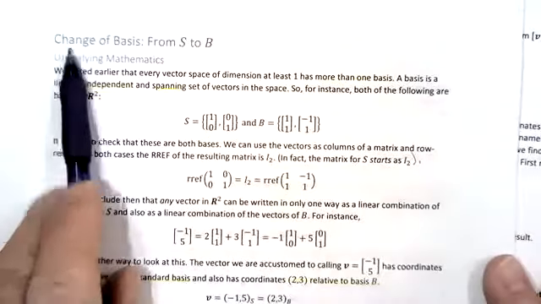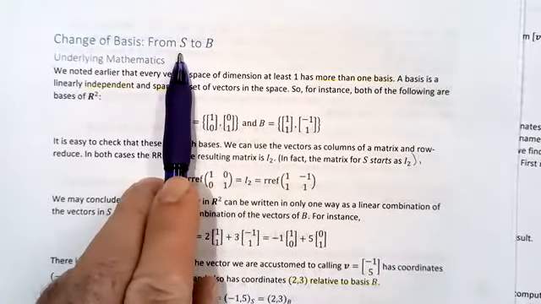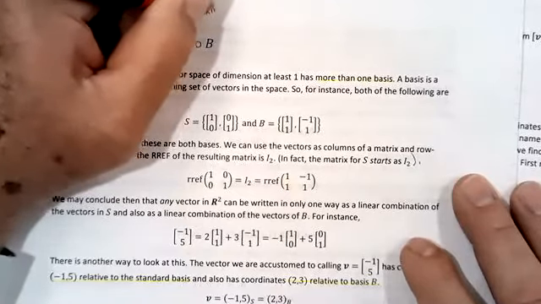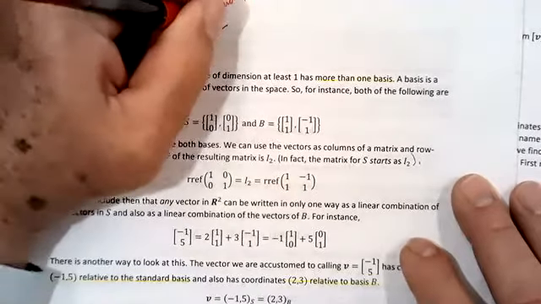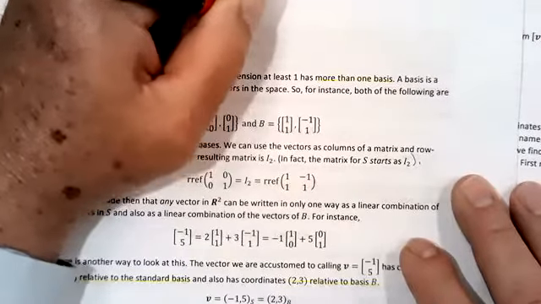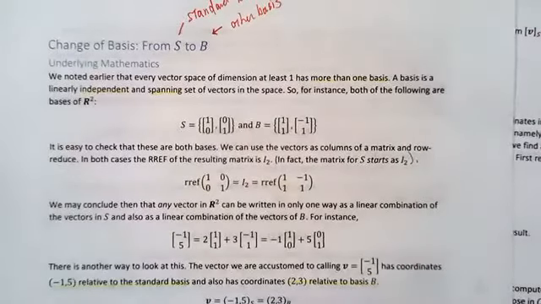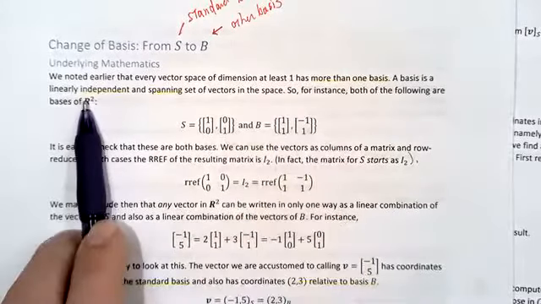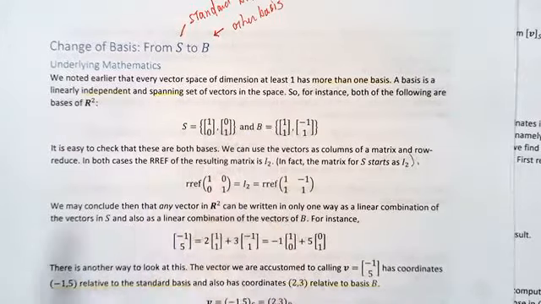All right. Changes of basis. Now this means these are names of bases. So suppose S is the standard basis. That's what I have in mind when I wrote S. And B is just some other basis. Okay, we noted earlier that every vector space with a dimension of at least 1 has to have more than one basis. A basis is a linearly independent and spanning set of the vectors in the space. So for instance, both of the following are bases of R2.